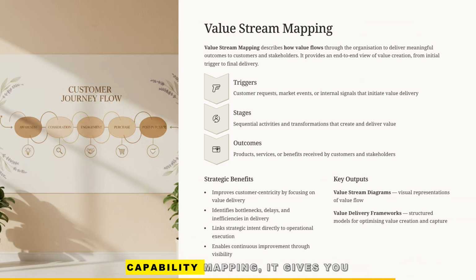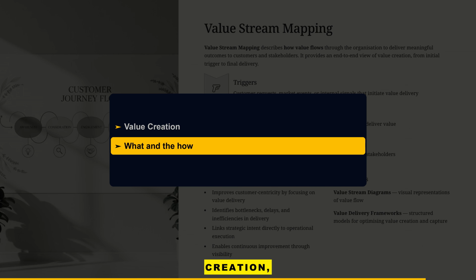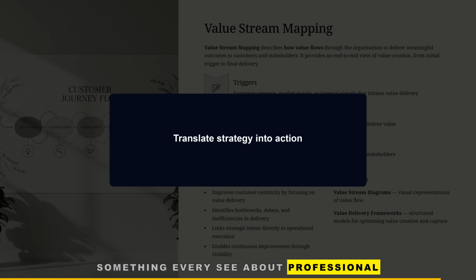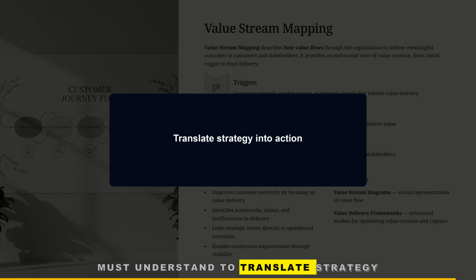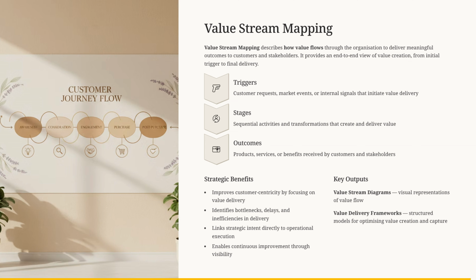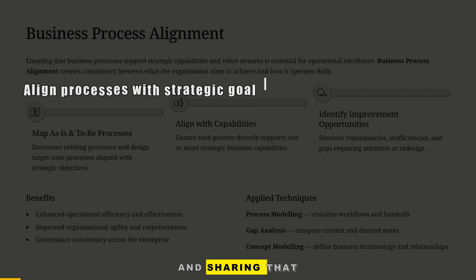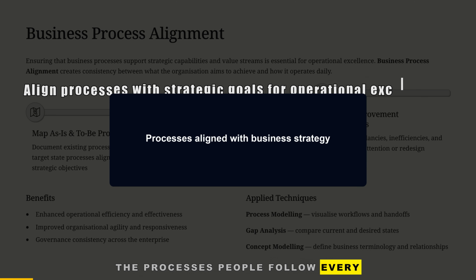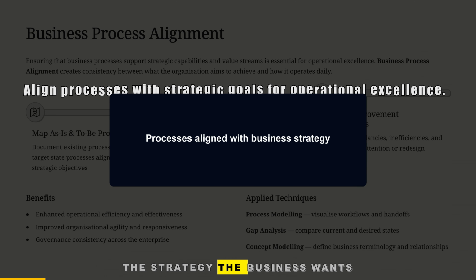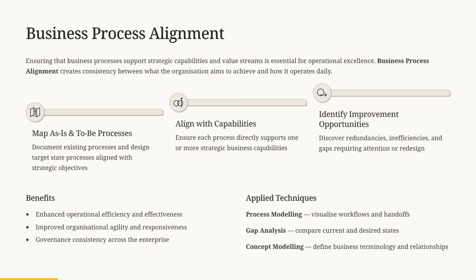And when combined with capability mapping, it gives you both the what and the how of value creation, something every CBAP professional must understand to translate strategy into action. Next, we focus on business process alignment, ensuring that the processes people follow every day are aligned with the strategy the business wants to achieve. This is where theory meets reality.